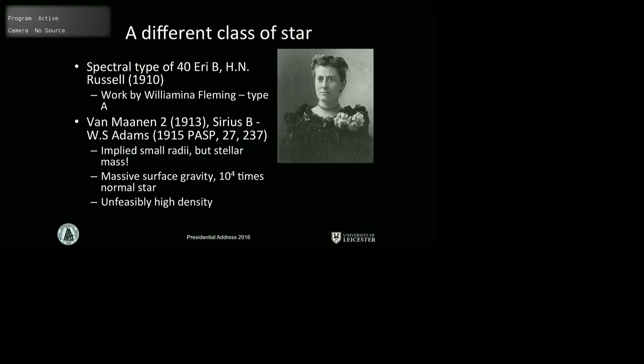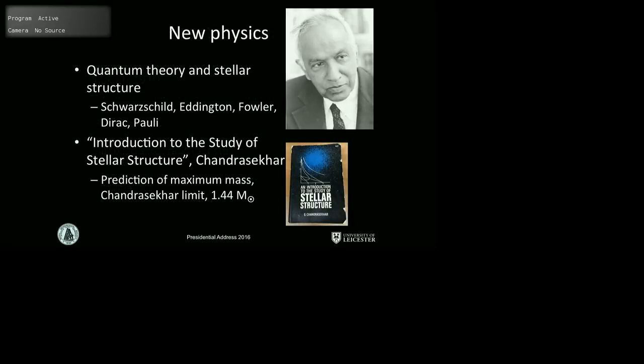And that was the realisation, bringing all that information together, that these objects had rather small radii, but were actually containing in those radii stellar mass material, which broke all the then known laws of physics. So we had stars with surface gravity 10 to the 4 times that of a normal star, but also unfeasibly high density. So the story moves on really into the 20th century, and the advent of what was, to that group of astronomers, new physics: quantum theory and the theory of stellar structure.